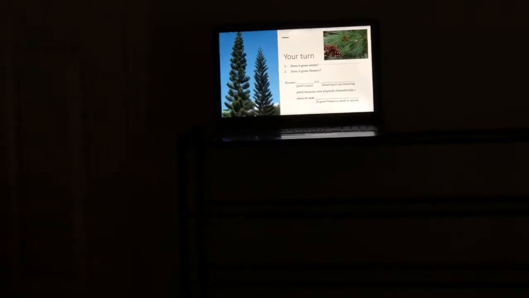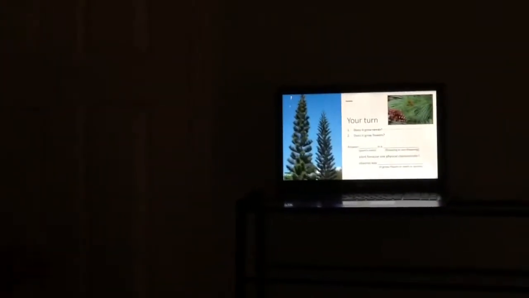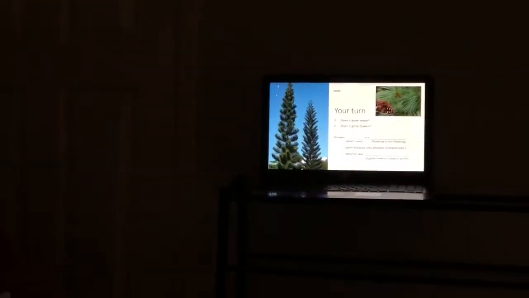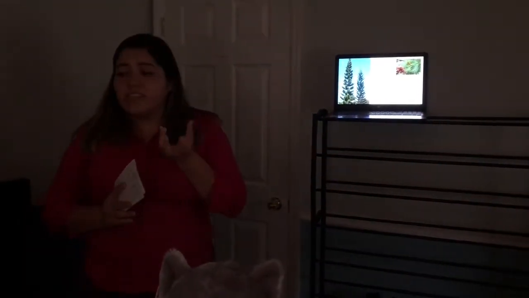Now your turn. Look at this plant really closely and answer the two questions. Does it grow seeds? Does it grow flowers? Now remember, seeds are inside fruit. Seeds are inside cones. So does this plant grow seeds?